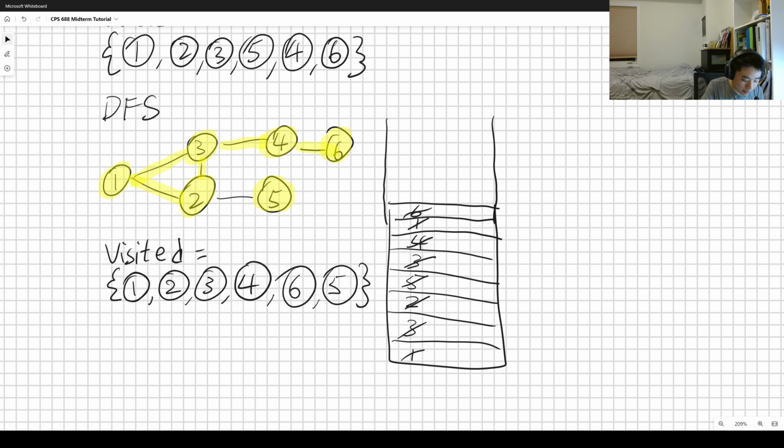So what we ended up having is that 1 gets visited first, and then 2, and then 3, 4, 6, and 5. We go as deep as we can, and then we go back. And then we go back to take care of the other branches, or the other paths. Okay, so that's DFS.